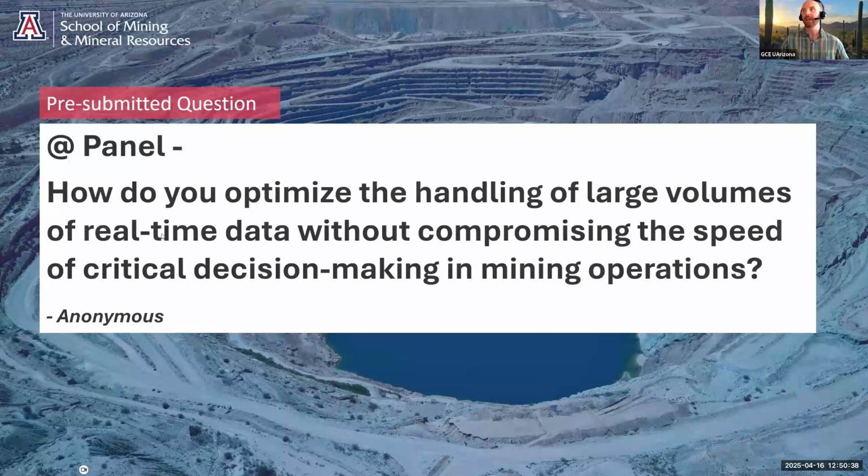How do you optimize the handling of large volumes of real-time data without compromising the speed of critical decision-making in mining operations? Pretty big question. Anybody want to get us started on this? Yeah, I can try. Thank you, Paolo.